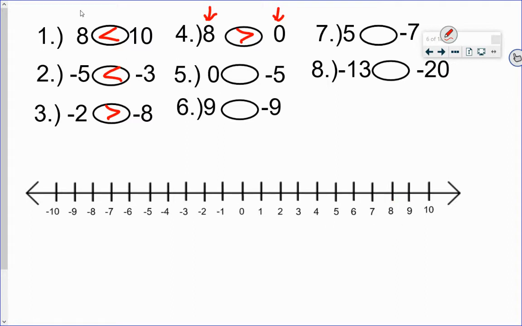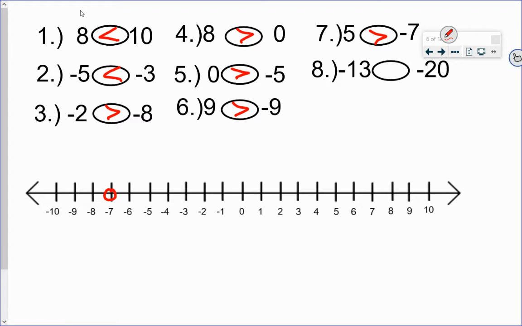All right, the next one has 0 and -5. Which one's on the right this time? 0 is. So 0 is larger than -5. And remember, 0 is larger than any negative number, and it's smaller than any positive number. How about 9 and -9? Well, 9 is on the right, so 9 is bigger than -9. All right, 5 and -7. Which number's on the right? 5 is. So 5 is larger than -7.